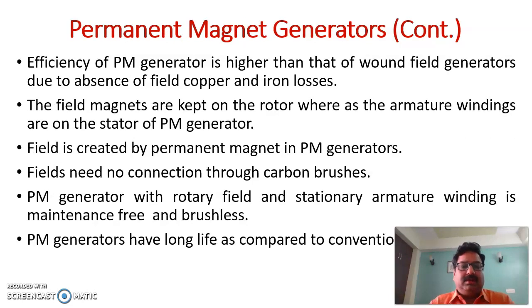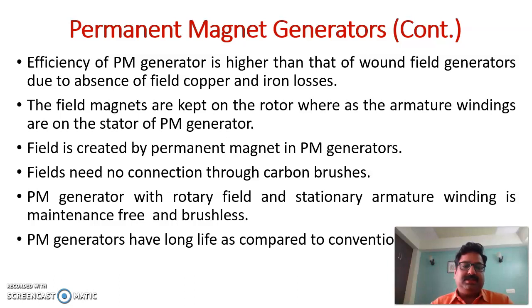When we talk about their efficiency, the efficiency is higher. In the case of permanent magnet generators, the efficiency is higher compared to bound field generators. And this high efficiency is because there is no iron loss and there is no field copper loss. So these losses are not there, and because of this loss absence, efficiency is better.